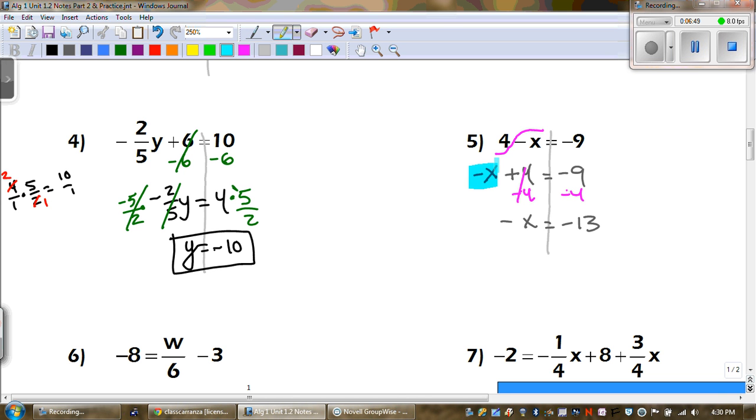Do not forget that negative sign, guys. It just doesn't disappear. Don't be a math magician. Now, are we done here? No, because the x is not positive. Is there a number in front of that x? Technically there is. There's a negative 1. And it's multiplying. How do we get rid of multiplication? By division. And so we divide everything by a negative 1, and we get x equals positive 13.